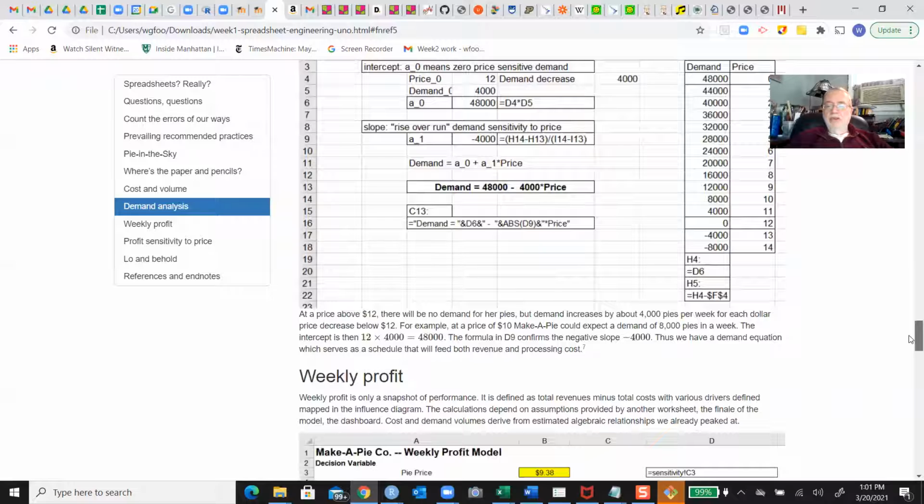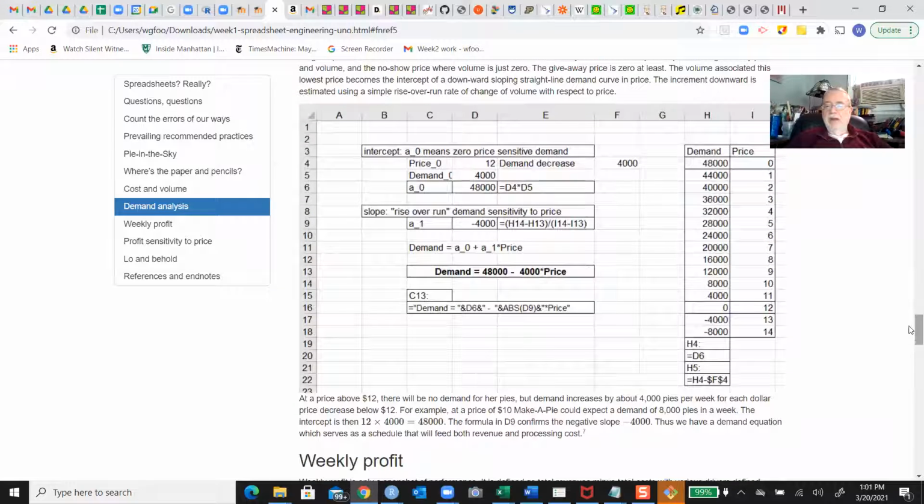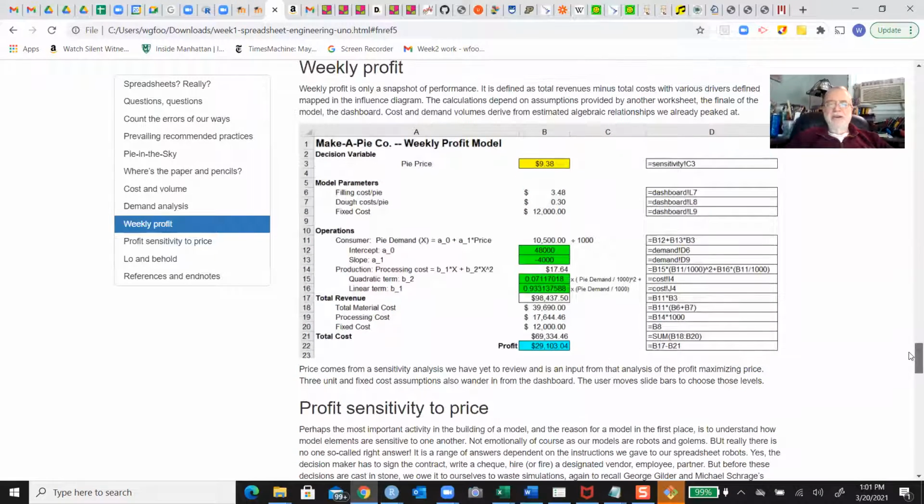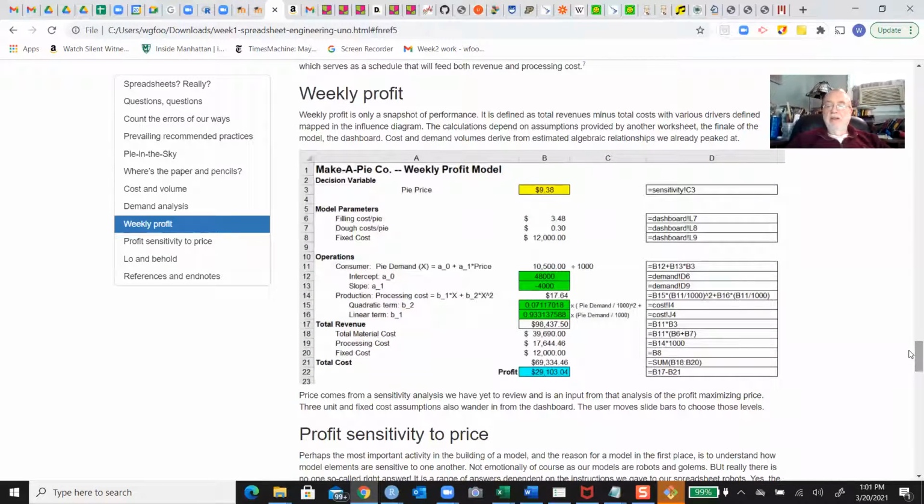Oh, I think I'm going to show the, I also have a picture of it. I'll put that in the next iteration here. Because why use a table when you can visualize it in the graph, right? Here's the weekly profit model, a separate worksheet with all of the things.